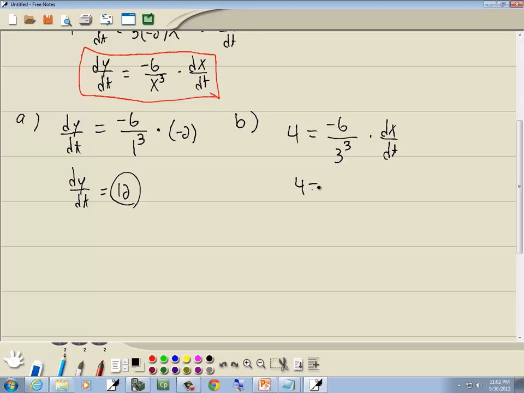So let me see. We got negative 6. 3 to the third is 27 times dx/dt. Simplify that a little bit. Divide 6 and 27 both by 3. 6 divided by 3 is 2. 27 divided by 3 is 9. dx/dt. Now we want to get rid of the fractions, so we'll multiply both sides by 9.